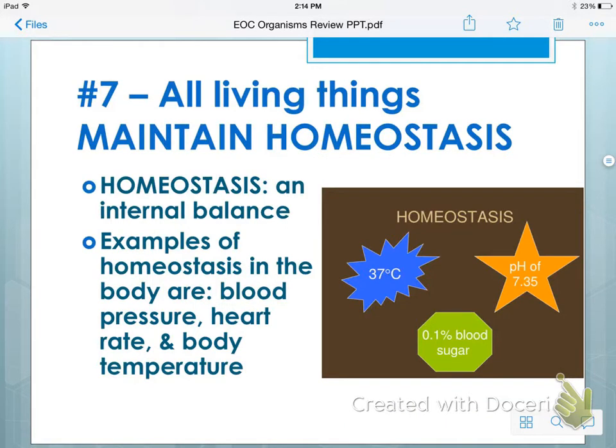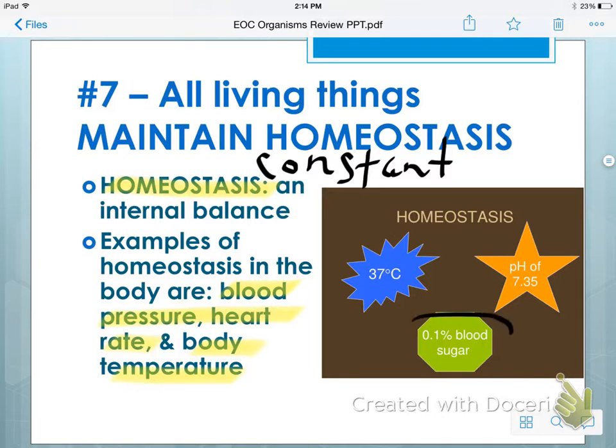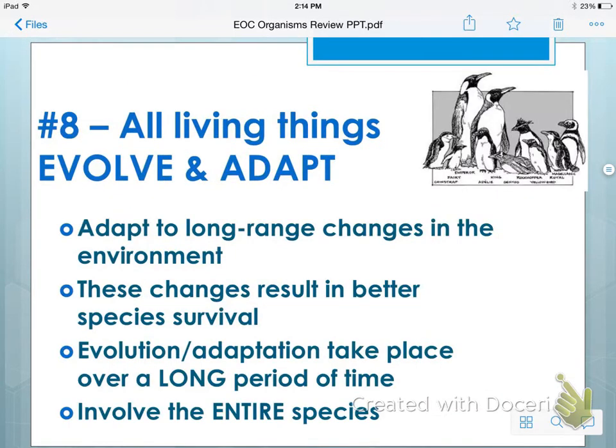Next is maintaining homeostasis. If you remember, the definition of homeostasis is an internal balance, or should I say a constant internal balance? Examples are things like blood pressure, heat, heart rate, body temperature, other things. If you are diabetic or you know someone who's diabetic, you know about blood sugar. So your blood sugar level, your blood pH level, those are all things that the body has to keep constant.